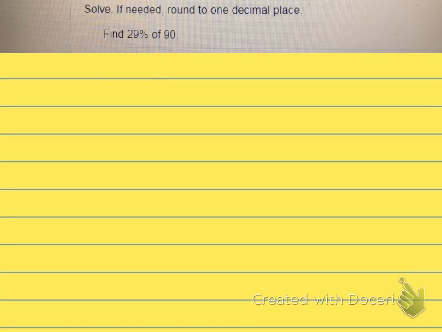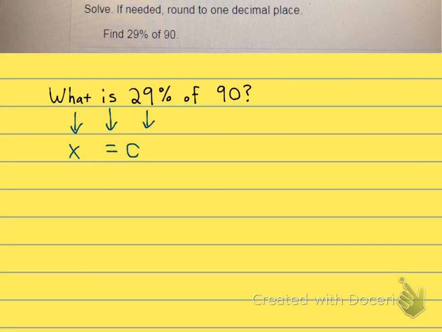But the way that I like to do this is direct translation, just so I know what's going on. I want to create a sentence. Find 29% of 90. And the sentence I create is, what is 29% of 90? And from here, I can do my direct translation. What, that's my unknown, x, equals 29%, I write it as a decimal, 0.29, of means multiply, and then 90.